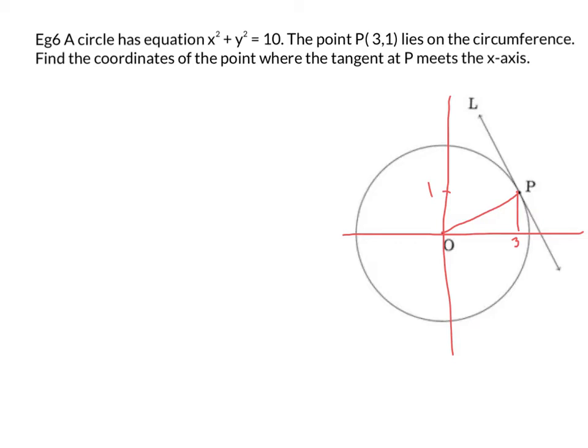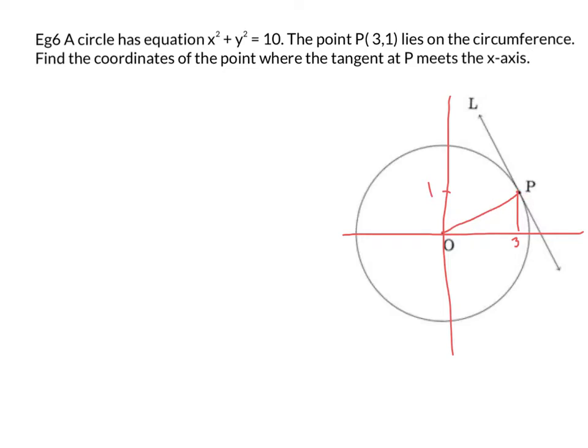Right, if I want to know where this tangent meets the x-axis, it would be really useful, like the last example, to know the equation of that line. So we're going to repeat the last question basically and try and find out what's the equation of this line first of all. So what was the first step? The first step was to find out what is the gradient of the radius or the normal.